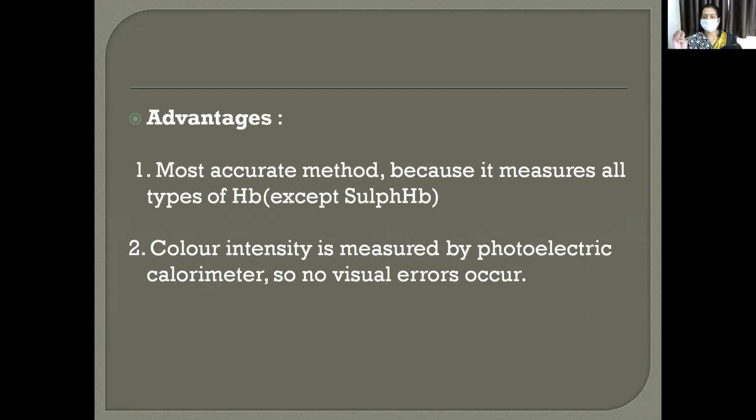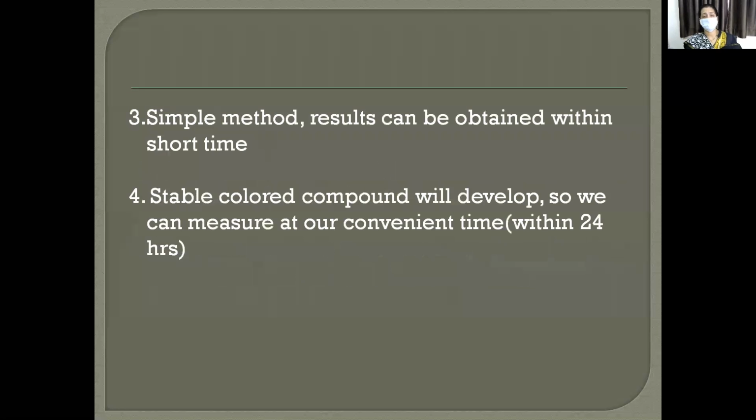So the advantage is that it is the most accurate method. It measures all the hemoglobins except sulfhemoglobin. The color intensity is measured by the photoelectric colorimeter at 540 nanometers, as we told you. So there is no visual error, no subjective error like that of Sahli's. Simple method, short time, I told you 3 minutes. A stable red compound develops, so we can measure at our convenience, from 3 minutes at any time up to within 24 hours. So that's the reason why this is the best method.